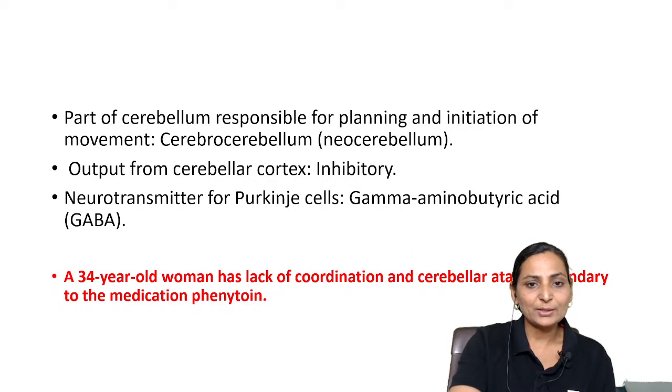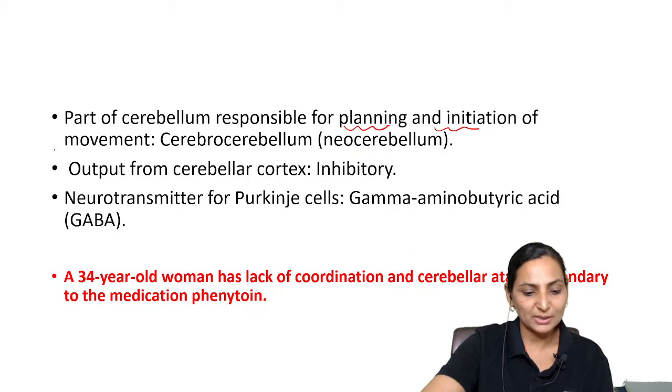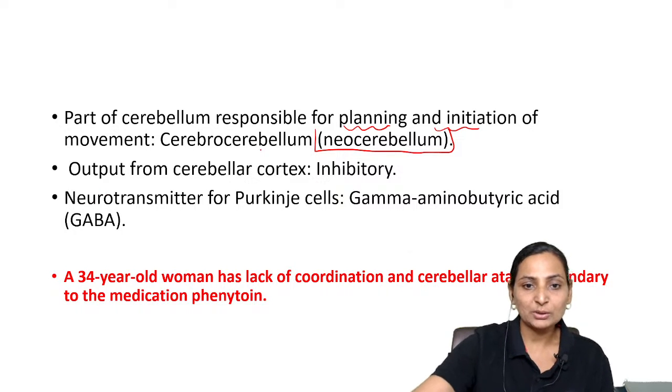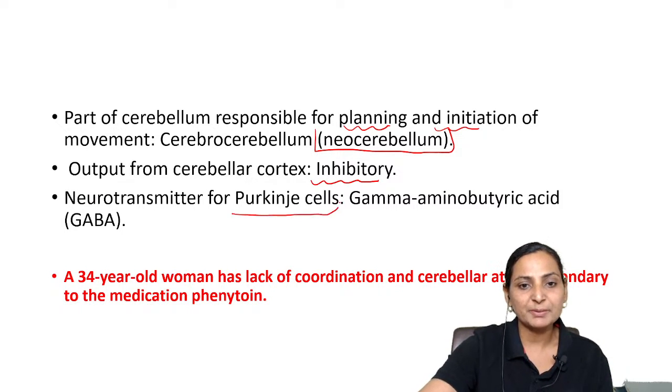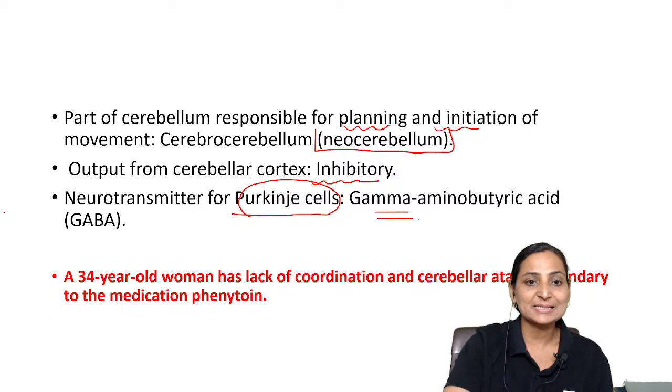So first we'll compile the answers to the questions asked. The part of the cerebellum that is responsible for planning and initiation of movement, which we call planning and programming of movement, is the neocerebellum. The output from the cerebellar cortex is inhibitory, and the neurotransmitter from the Purkinje cell is an inhibitory neurotransmitter, that is GABA.